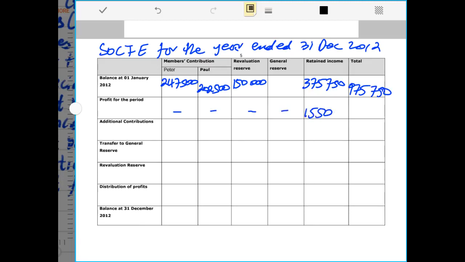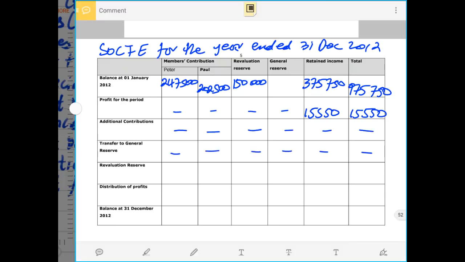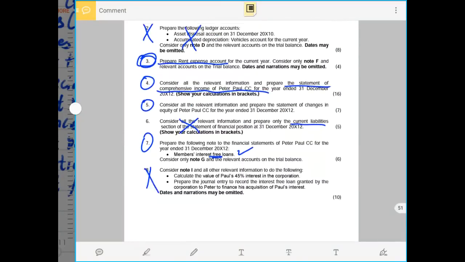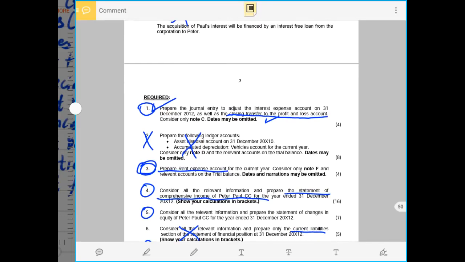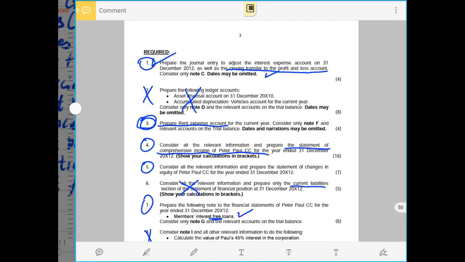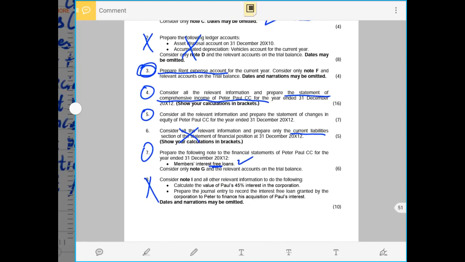Then profit for the period, we all know that is 15,550. That's small profit. There was no additional members' contribution. There was no transfer to general reserve, but there was a revaluation of land and building, under this adjustment, revaluation of land and building.